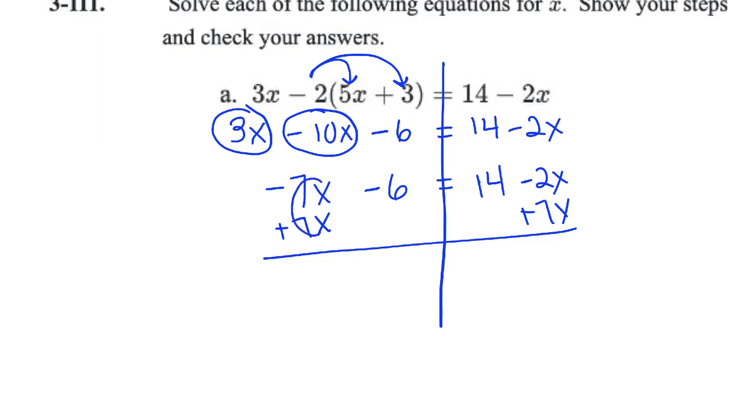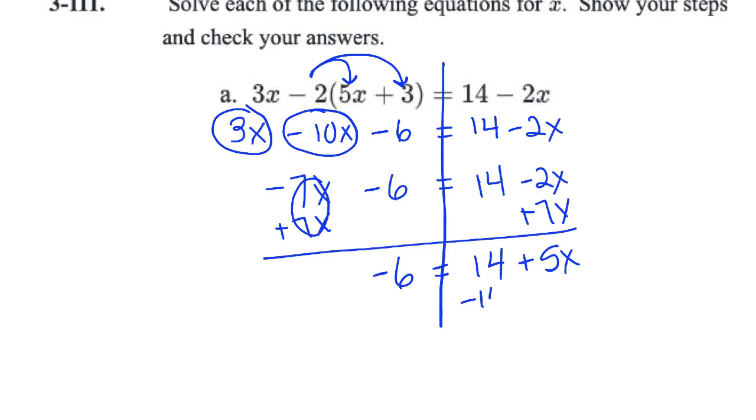My negative 7x and positive 7x cancel out. I've got negative 6. I have not put anything with that 14. And now my negative 2x and my positive 7x would be a positive 5x. Now I want to get rid of everything that's on the same side as the x.